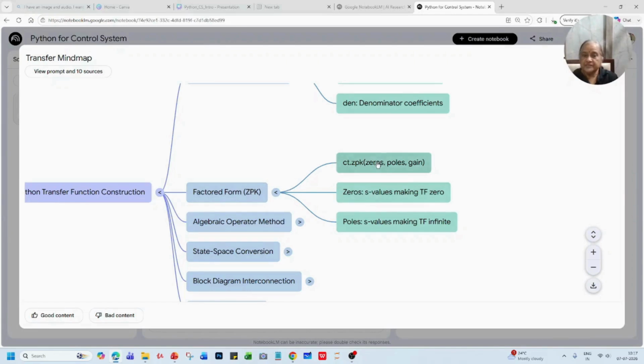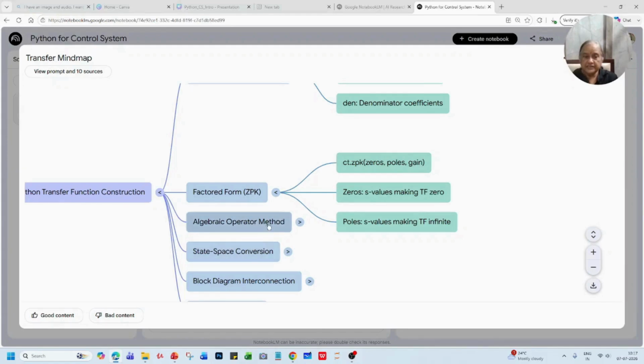ct.zpk. Here zeros are the s values making the transfer function 0, that is the numerator factors value, and poles are those values of s which make the transfer function infinite, and gain is the constant term appearing at the numerator of the transfer function.